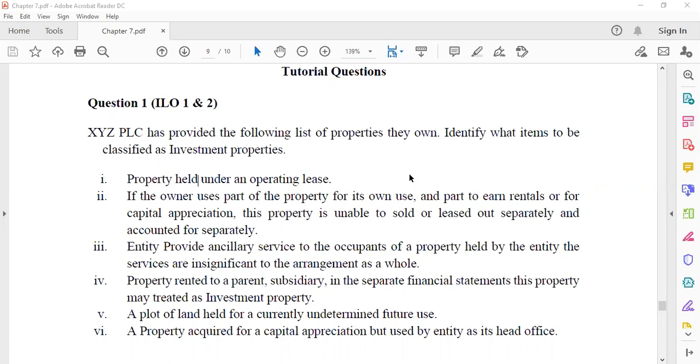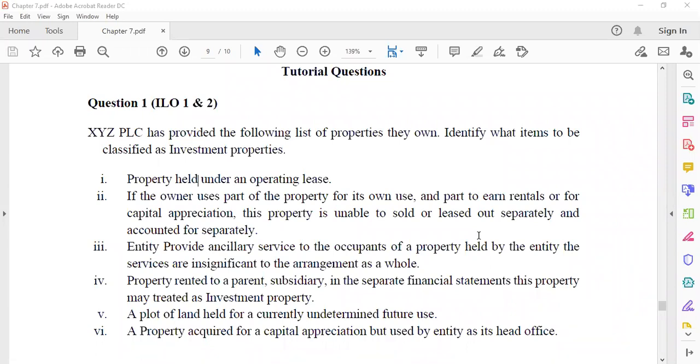If you have a property to be leased under an operating lease, what is that? No. So it says it's not an investment property. Why is that? What is the definition of an investment property? As per LKAS 40, an investment property is a land or building, or even land and building, that is held to earn a rental income, or for capital appreciation purposes. And that's what we call the investment property.